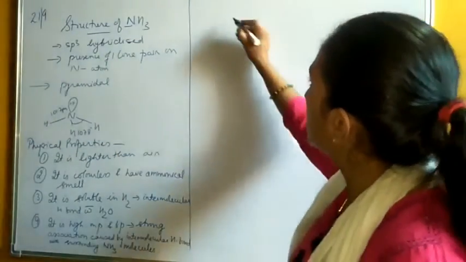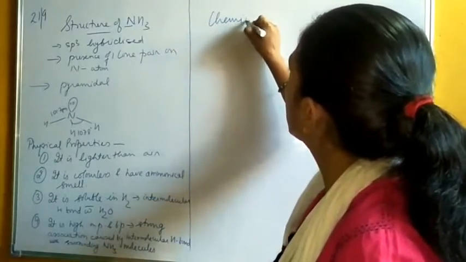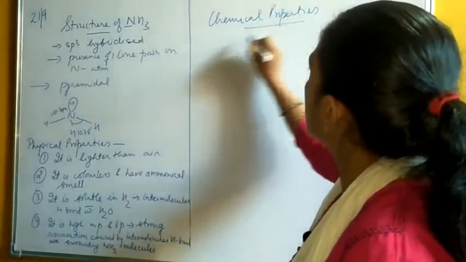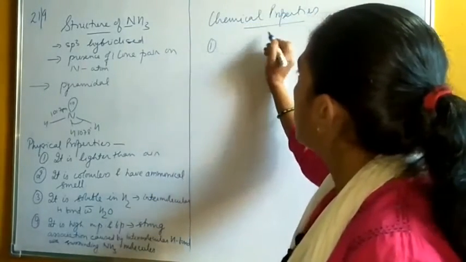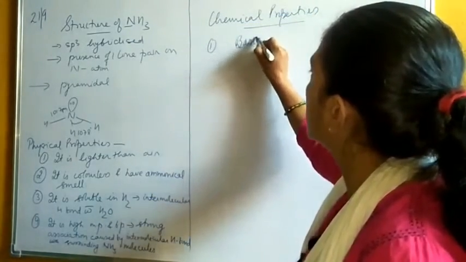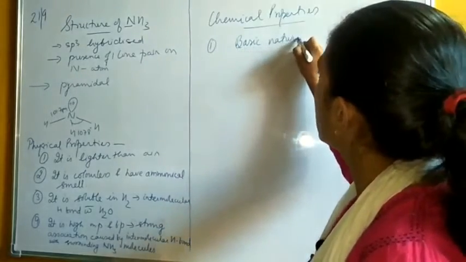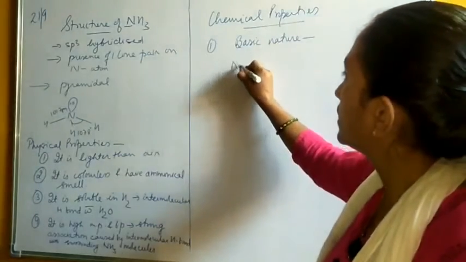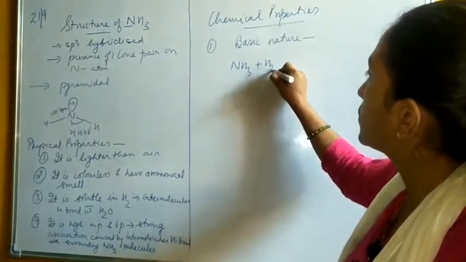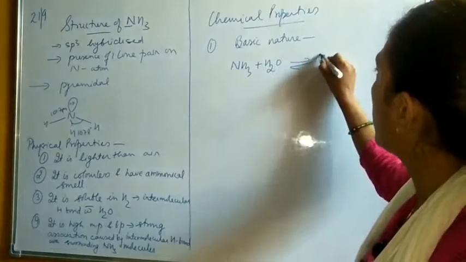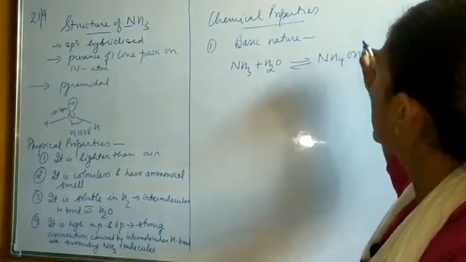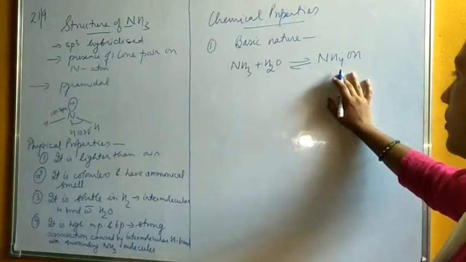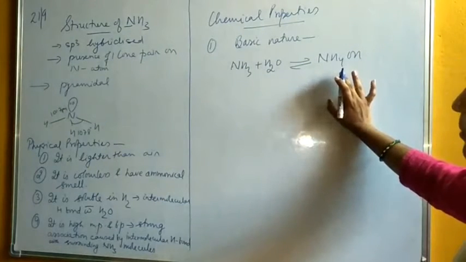Now we will discuss the chemical properties. So the first one is its basic nature. Now ammonia, when it is dissolved in water, students, it will form ammonium hydroxide, right? So it is going to form ammonium hydroxide. So it is a base here.